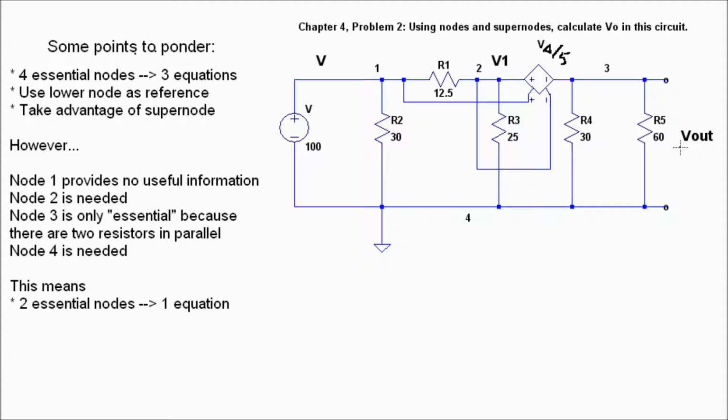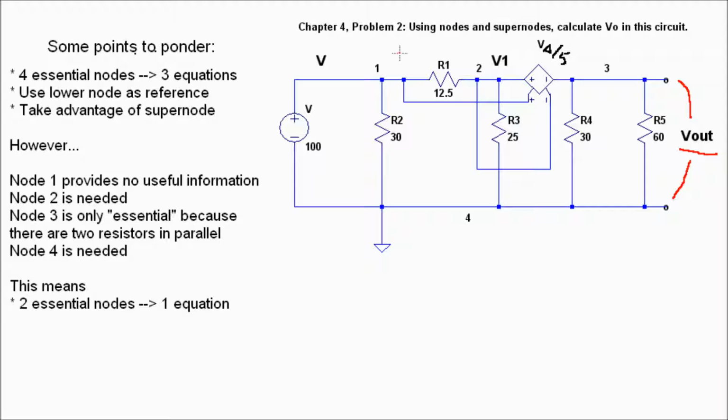And let's use a different color here. Here's V out, and V out goes across these two nodes right here. And of course, what we want to do is use nodes and supernodes.